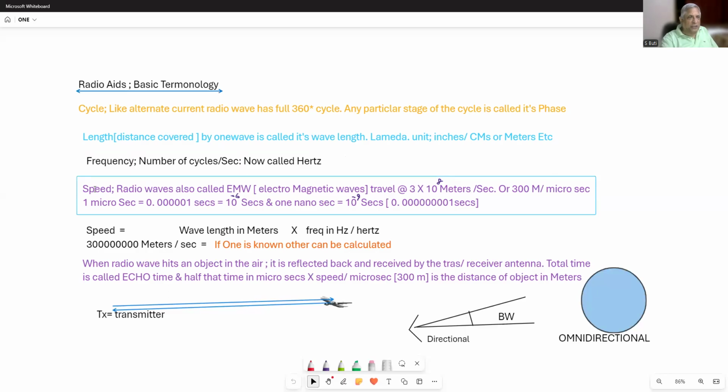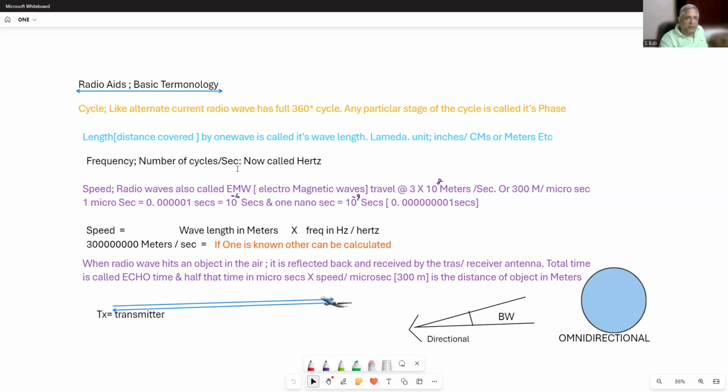The speed of radio waves, also called electromagnetic waves, is fixed. They travel at the rate of 3 into 10 to the power 8 meters per second, or 300 meters every microsecond. 1 microsecond is 10 to the power minus 6 of a second, that is 5 zeros and 1 after the decimal. And 1 nanosecond is 8 zeros and 1 after the decimal, and that is 10 to the power minus 9 seconds.